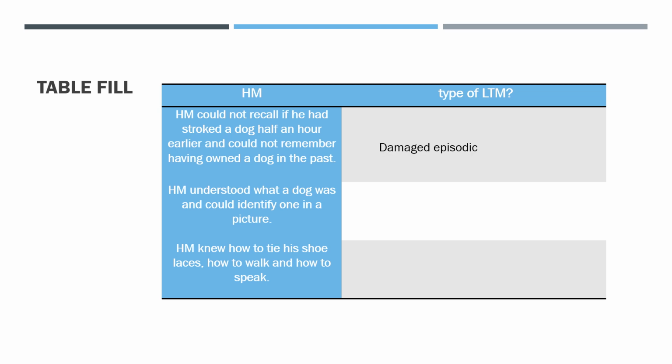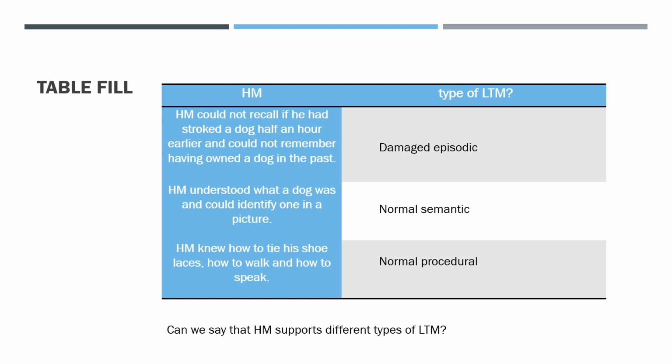So let's have a look. First one, he has got a damaged episodic memory because he cannot remember a specific event in his life. But he has got a normal or undamaged semantic memory because he knows what a dog is. And he's got a normal procedural memory because he knows how to tie his shoelaces, how to walk. So it's just the episodic memory that is damaged for HM. So can we say that HM supports different types of long-term memory? Yes, we can. This is something that you could use in an essay question or an evaluation if you would need to. It shows support for different types of long-term memory.